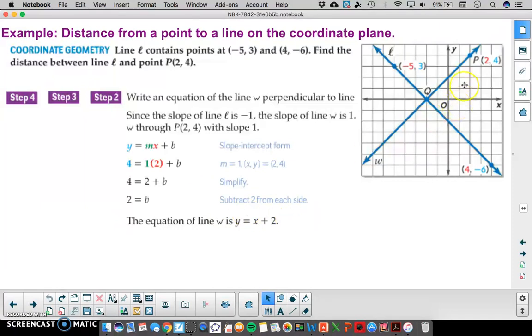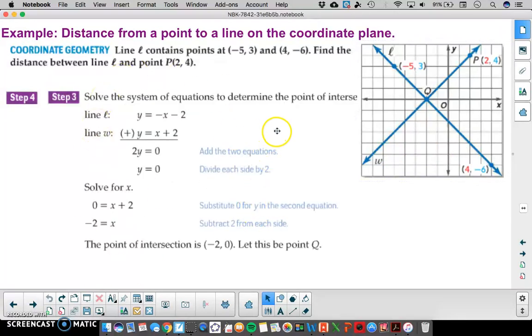In order to find the distance from point P to that line, I need to know where this line crosses line L. So I have to find the solution to the system of equations. To find the solution of the system, here we're going to use elimination. So we have -x plus x, which gives us 0, and -2 plus 2, which equals 0. So we have 2y equals 0, so the y value of that intersection is 0. Plugging that back into the second equation, we get that the x value is -2. So the solution to the system is point Q at (-2, 0).